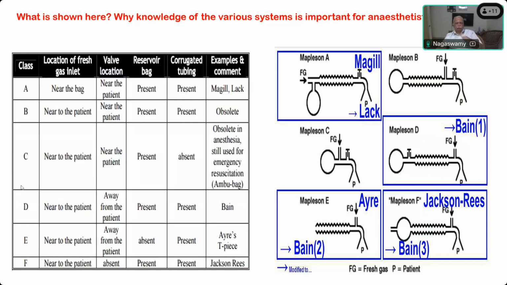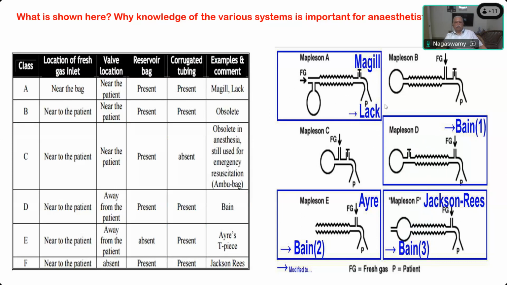If you see the description here, you have the classes A, B, C, D, E, up to E was the original description by Mapleson, as I see. And if you see the location of fresh gas flow, in A it is very close to the reservoir bag. You can see here the fresh gas flow and reservoir bag are close together, whereas the APL valve is near the patient end. And there is a reservoir bag present, there is a corrugated tubing present, and the examples are the Magill and Lack circuit.